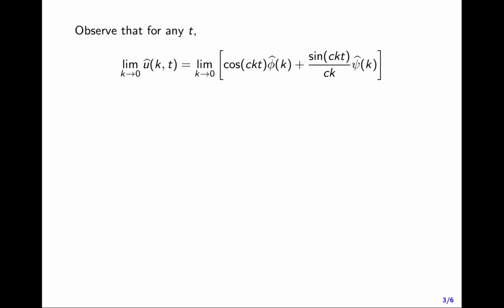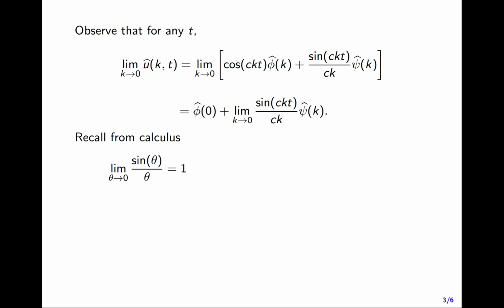when k is not equal to 0, this is the limit as k goes to 0 of cosine of ckt phi hat of k plus sine of ckt over ck psi hat of k. And so that looks like it should be the limit of phi hat of 0 plus the limit as k goes to 0 of sine ckt over ck psi hat of k. Remember one of our favorite limits from early calculus. The limit as theta goes to 0 of sine of theta over theta is equal to 1. And so the limit as k goes to 0 of sine of ckt over ck is t times the limit as k goes to 0 of sine of ckt over ckt, which is just t.